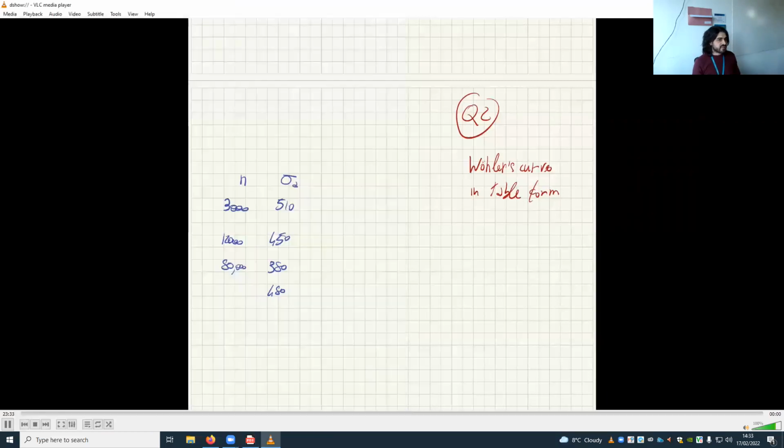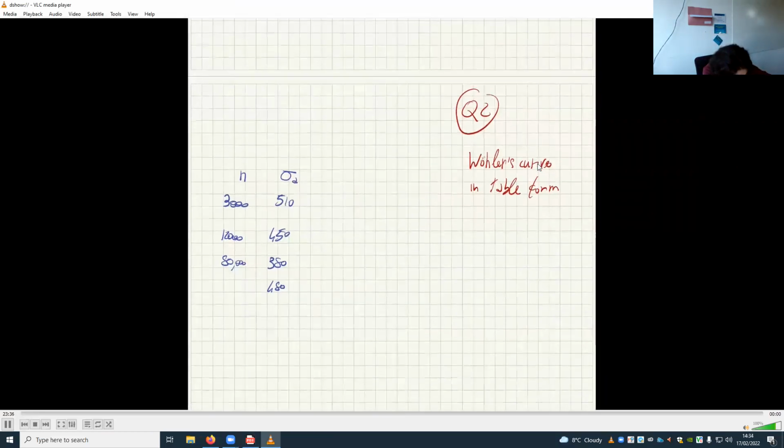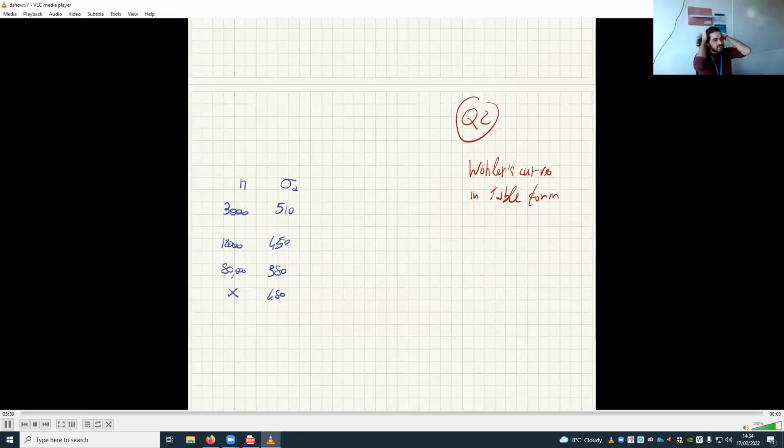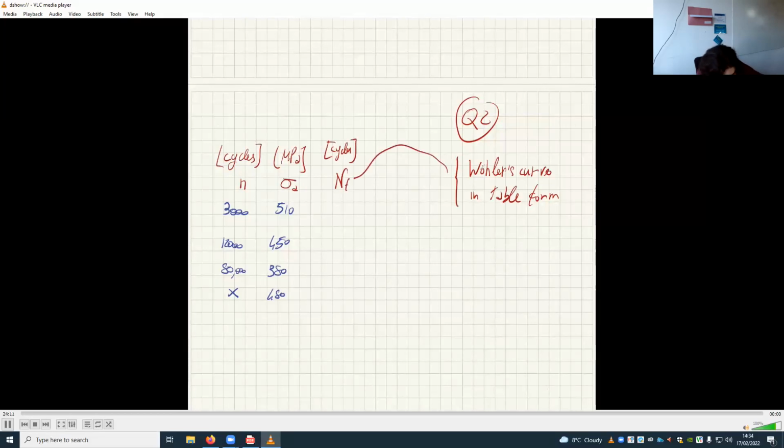So this is what I created here. I created a small table. This is my unknown, X. These are the number of cycles, effective cycles. This is in megapascals. And then I have NF that I can find from Wöhler's curve. This is also in cycles. From Wöhler's curve, I find this.